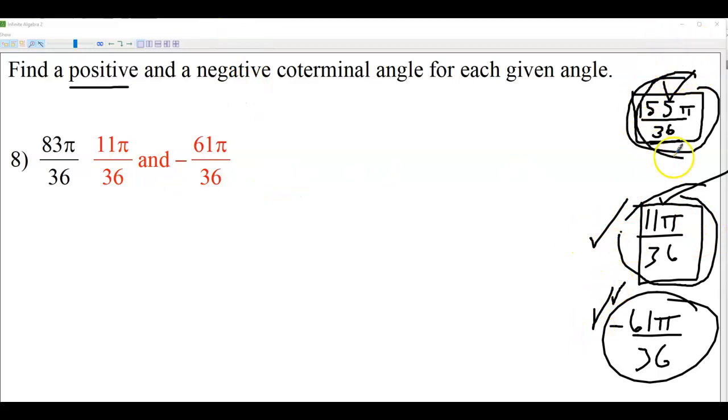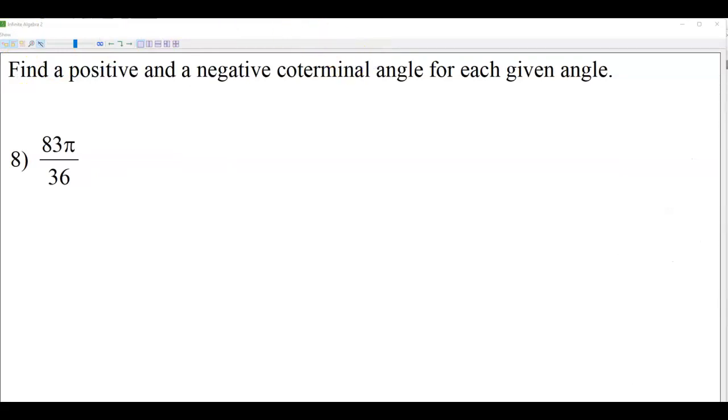This is still a coterminal angle. There's technically an infinite number of these things. You can keep adding 2 pi and keep creating more and more and more. But they just go with the two smallest ones. So there you go. So we did a little unnecessary work here to begin with. It happens. It's part of the deal with these, but we got it done anyway. All right, let's go ahead and move on to number 10.